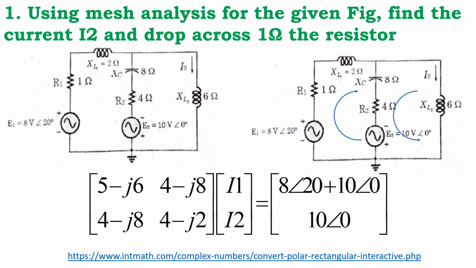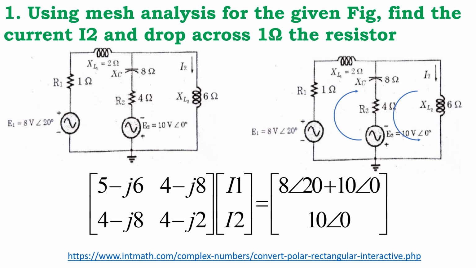Here, as per this problem, it is 1 ohm, the inductor is j2 ohm, the capacitor is minus j8 ohm, and the resistance is 4 ohm. We are summing up all these elements: 1 plus 4 plus j2 minus j8, so we got 5 minus j6. Next is the common element between loop 1 and loop 2. Here the common element between loop 1 and loop 2 is 4 minus j8.